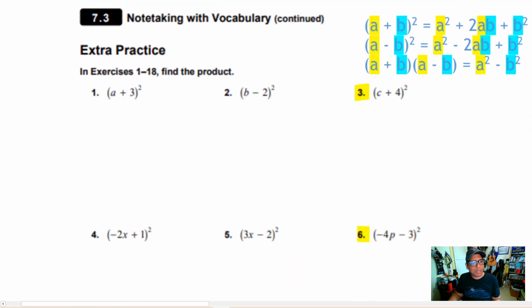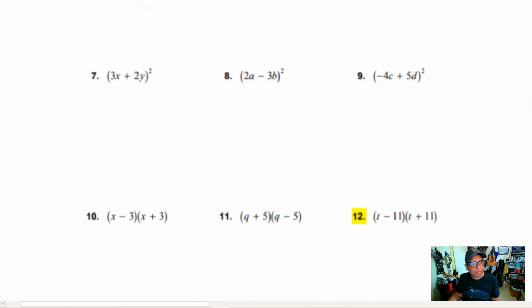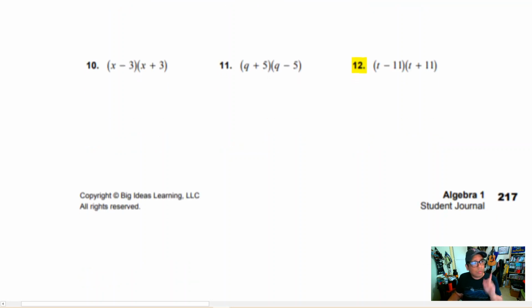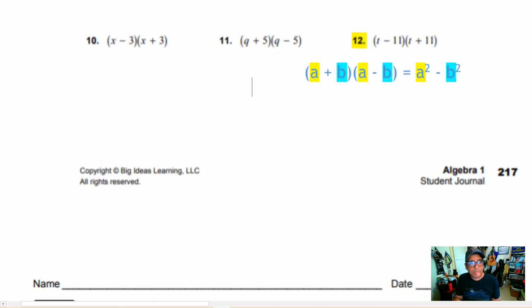So why don't we look at some of these practice problems from homework. Okay, here's one: t minus 11 and t plus 11. Think about this. Which pattern are we going to use? Obviously, it's going to be the sum and difference formula. Let's figure out which of those variables is going to be a and which one's going to be b. Well, it looks like t is in the same position as a, so let's change all of the a's into t.